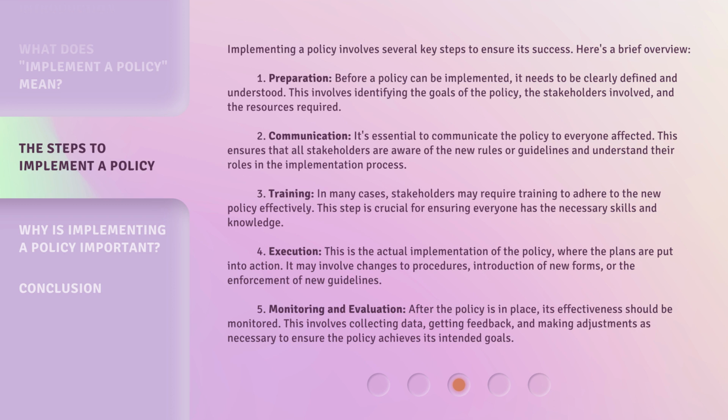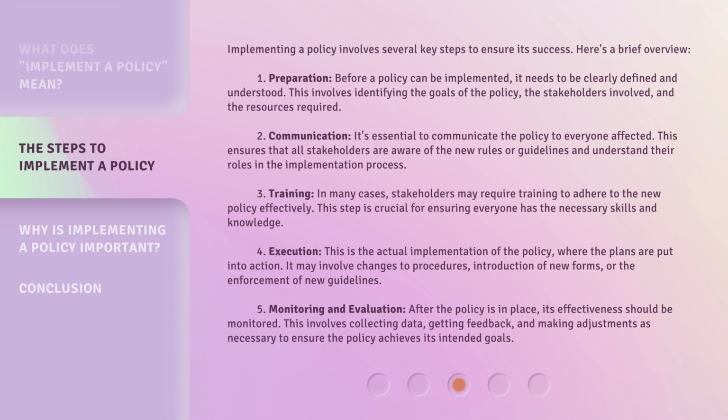Implementing a policy involves several key steps to ensure its success. Here's a brief overview. 1. Preparation. Before a policy can be implemented, it needs to be clearly defined and understood. This involves identifying the goals of the policy, the stakeholders involved, and the resources required.